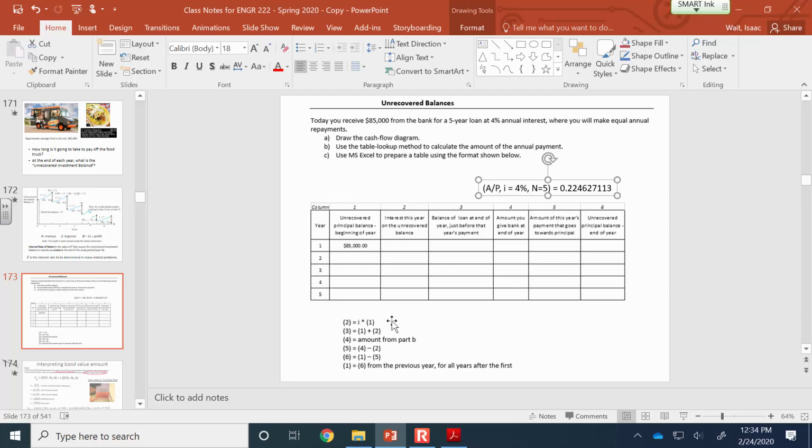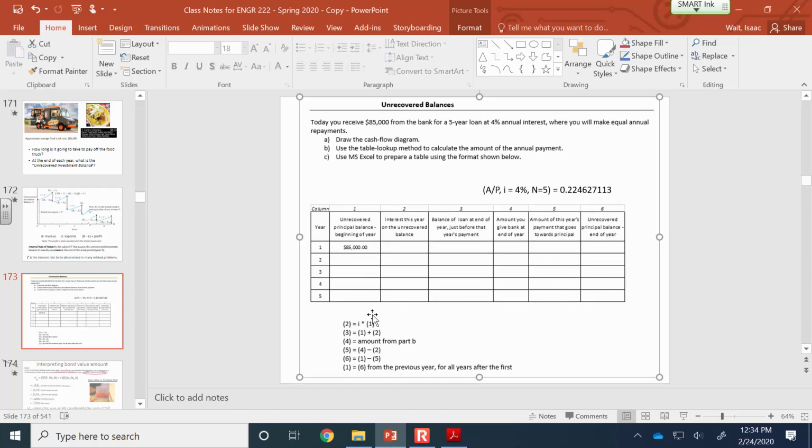And then I've given you some formulas for your column. You notice that each one of these columns has a number. Column 1, column 2, column 3. Here are the formulas that you should use to calculate each column. And what you'll see is the unrecovered principal balance over the course of a year is going to go down to 0. Your starting unrecovered investment balance is $85,000. But what we should see is that at the end of the 5-year period, because of the payments that you're making, it'll bring the debt back to 0.